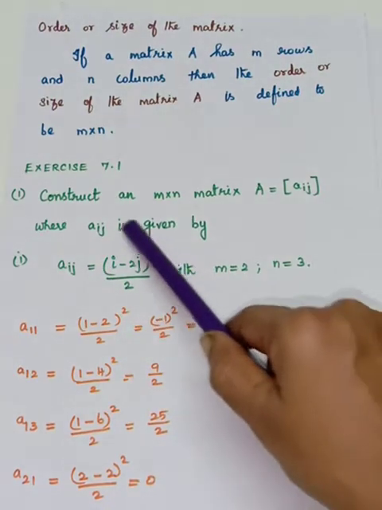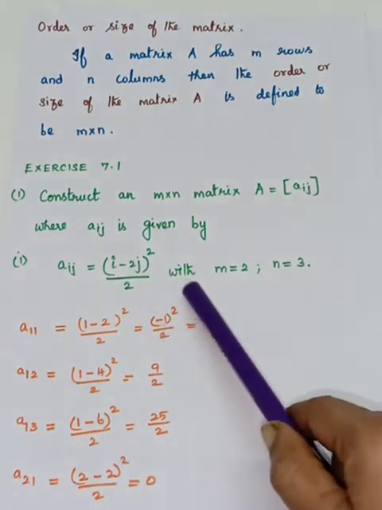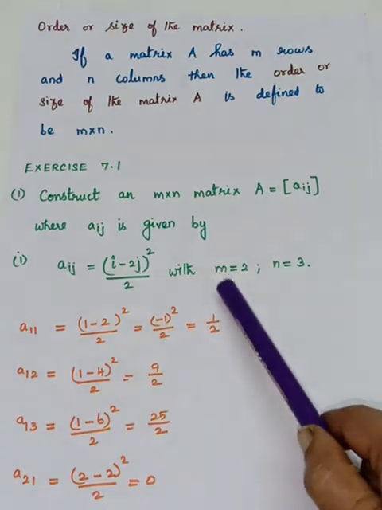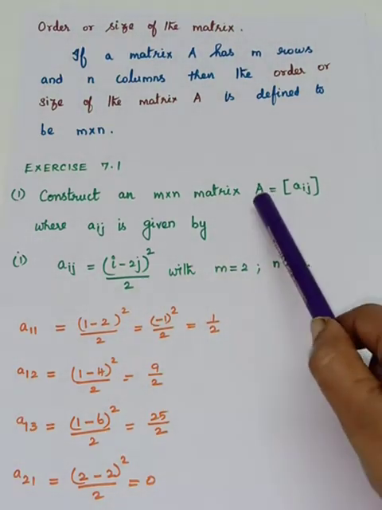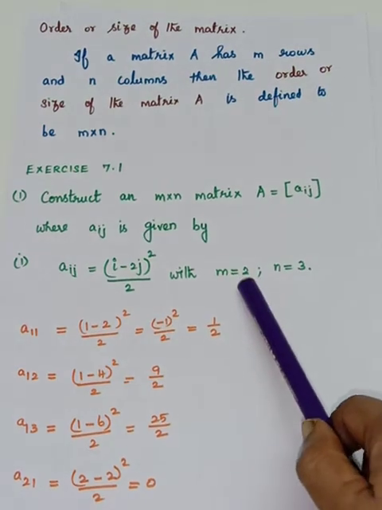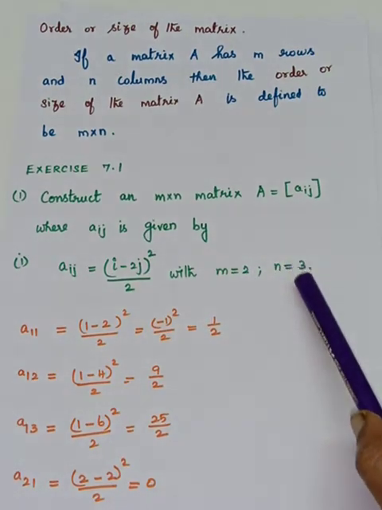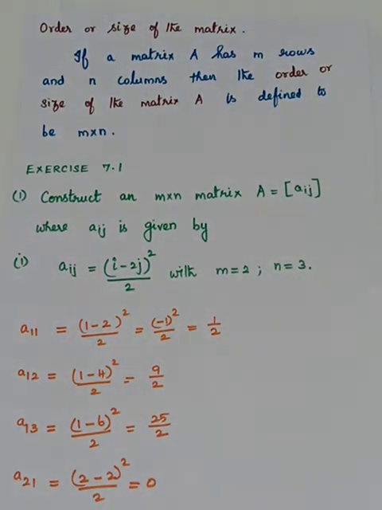So the elements will be in this form. You see the matrix, m is equal to 2 and n is equal to 3. That means this A matrix has how many rows? 2 rows and 3 columns. We are going to construct a matrix capital A whose order is 2 by 3. That is 2 rows and 3 columns we have to write.